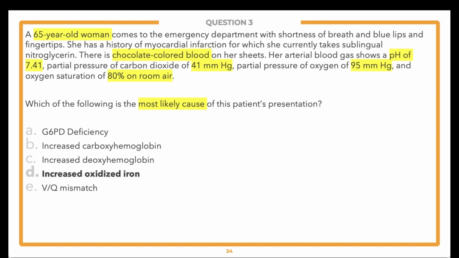VQ mismatch, many things can cause that. A shunt, creating dead space with a PE, things like that. Many things can cause that. And in this situation, that chocolate colored blood is not seen in these situations. And you would kind of have a different picture, right? You have either a PE story, something about a shunt being created, nothing like that. This picture is straight up pointing towards that this guy took nitroglycerin and now he has methemoglobinemia.